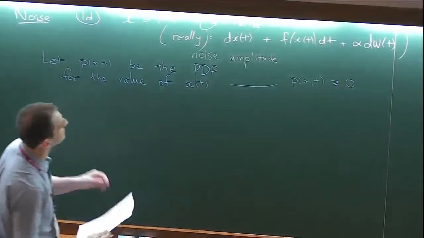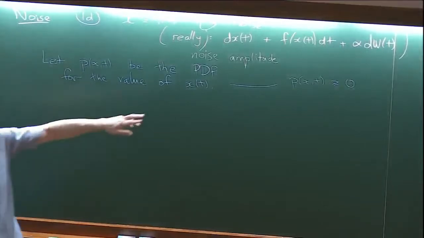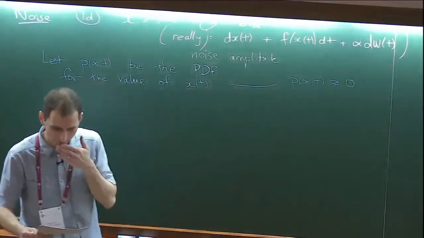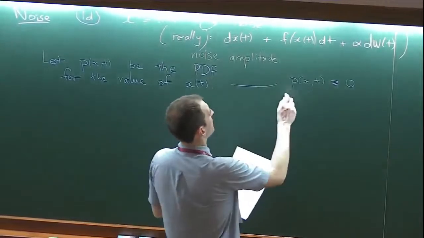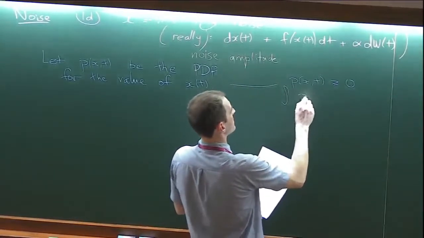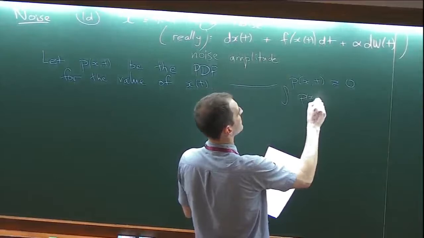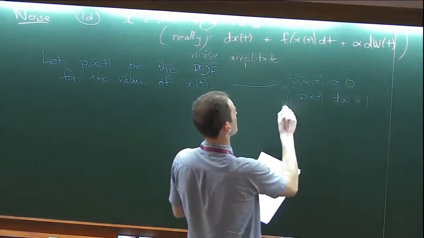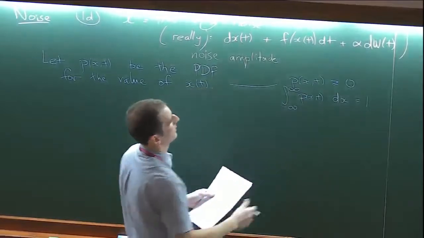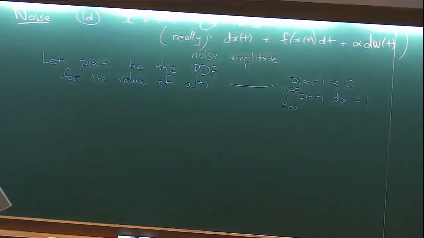Okay, so P is a probability density, so it has to be greater than or equal to 0 for all values of x and all values of t. And when you integrate over the whole real line, you have to get 1 for all values of t.